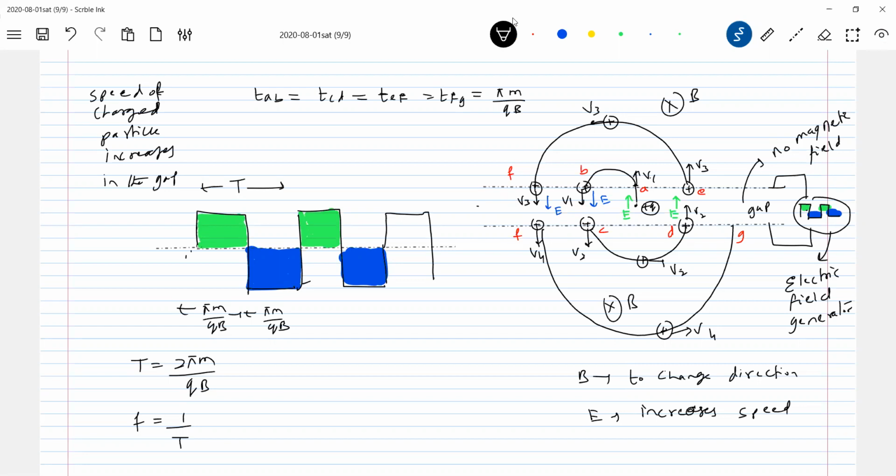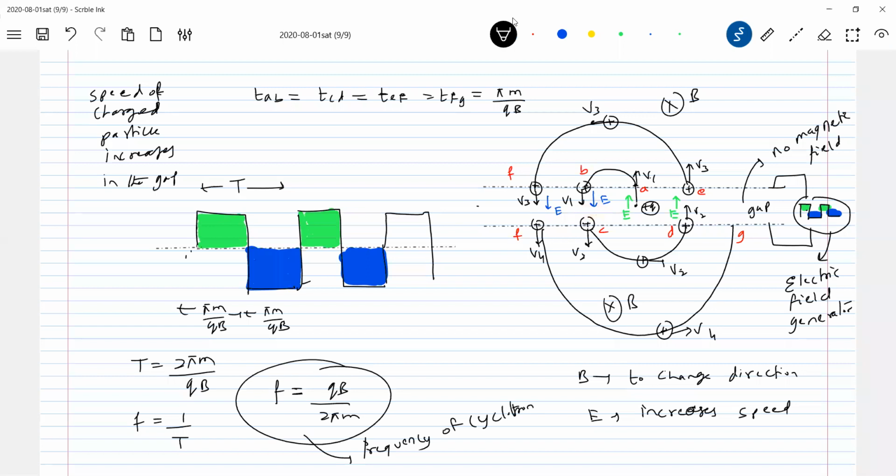So what is the frequency of the applied signal? This should be equal to QB by 2 pi m. It is called the frequency of the cyclotron. When the frequency of the applied signal becomes equal to the frequency of the revolving particle, then it is said to be in resonance. Okay, this is the overall mechanism.